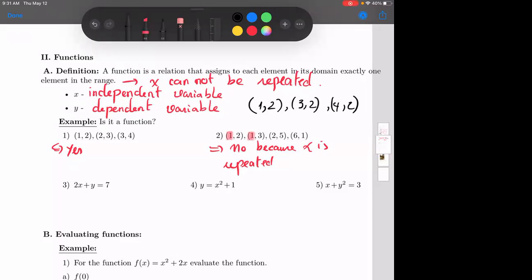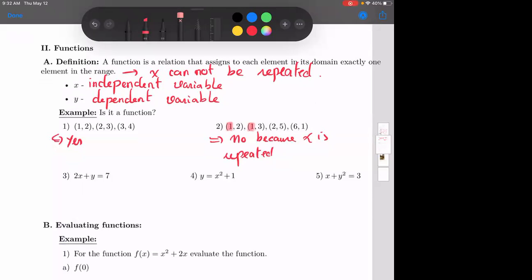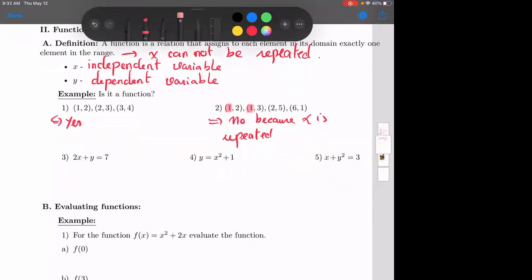Because why? Because the function assigns each element in its domain exactly one element in the range. I know this formal definition is kind of confusing. That's why I never test you on theory. Your exam will be all problems, kind of similar to what I'm doing right here.